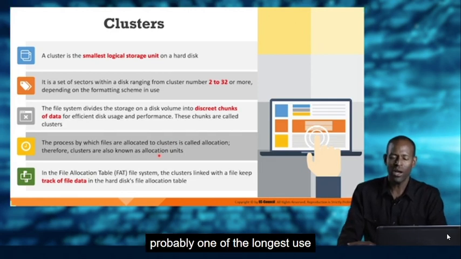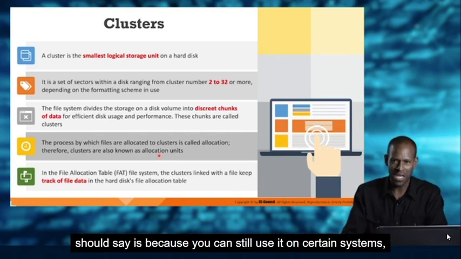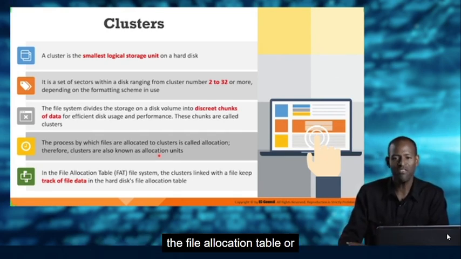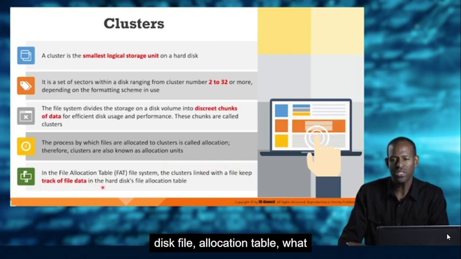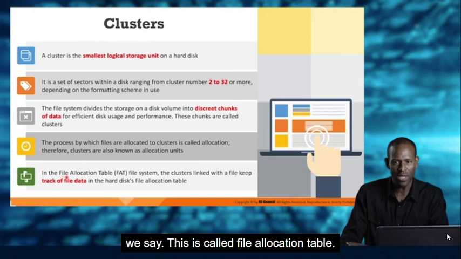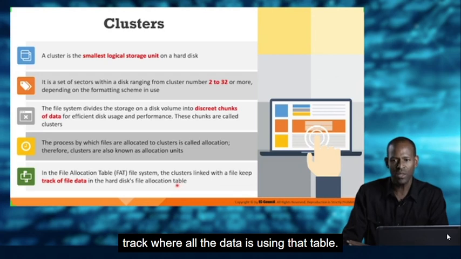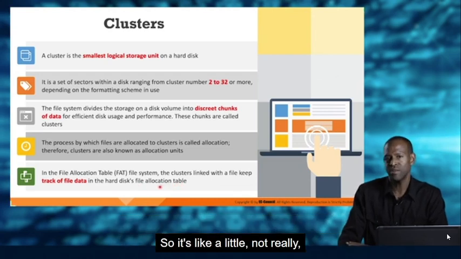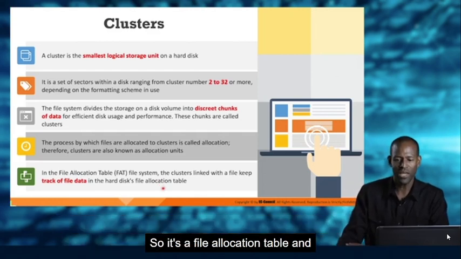So probably one of the longest used file systems out there was, I should say is, because you can still use it on certain systems, the file allocation table, or FAT, file system. And we have clusters that are linked with files that keep track of data in the hard disk file allocation table. What did we say? This is called file allocation table. There it is right there, file allocation table. So what we're going to do is track where all the data is using that table. So it's like a little, not really, but it's like a spreadsheet that shows you where things are located. So it's a file allocation table.